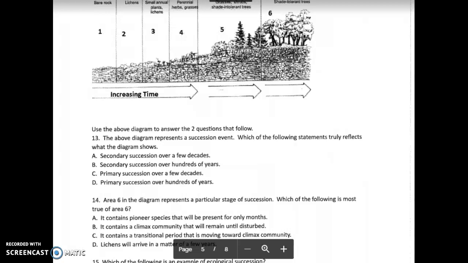Number 14. Area 6 in the diagram represents a particular stage of succession. Which of the following is most true of Area 6? A. It contains pioneer species that will be present for only months. B. It contains a climax community that will remain until disturbed. C. It contains a transition period that is moving toward climax community. D. Lichens will arrive in a matter of few years.